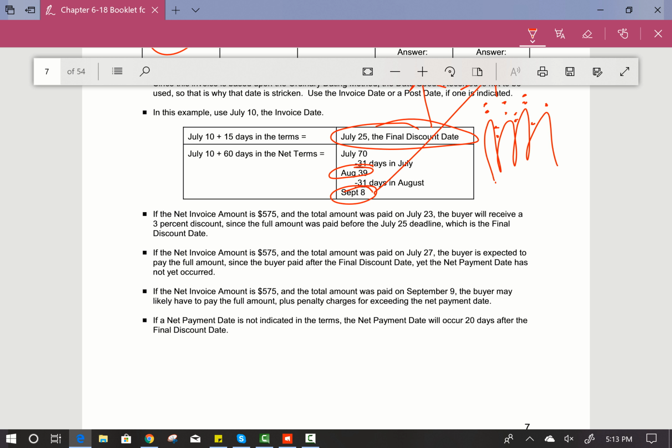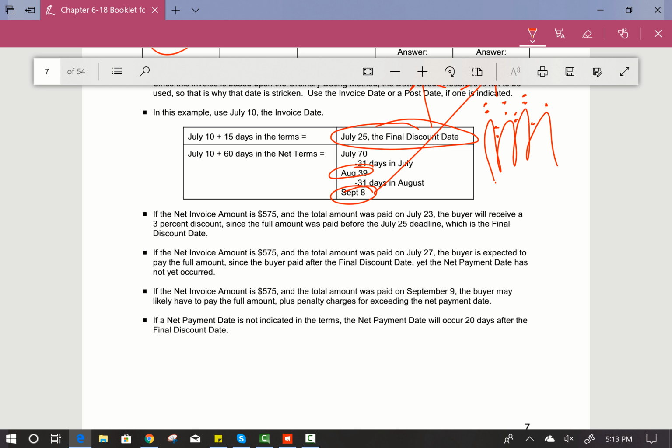Also, if the net invoice is $575 and the total amount was paid on July 27th, after the July 25th deadline, the buyer is expected to pay the full amount of $575 since the buyer paid after the final discount date, yet the net payment date has not yet occurred.